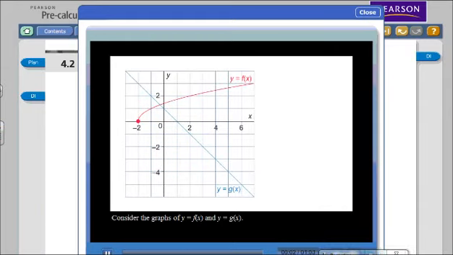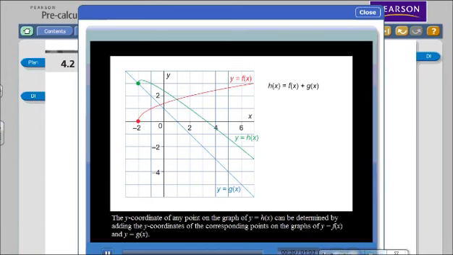Consider the graphs of y equals f at x and y equals g at x. The sum of the functions f at x and g at x is f at x plus g at x. This may also be written as f plus g at x. I'll let h at x equal f plus g at x. This is the notation that I will be using more often. Here is the graph of y equals h at x.